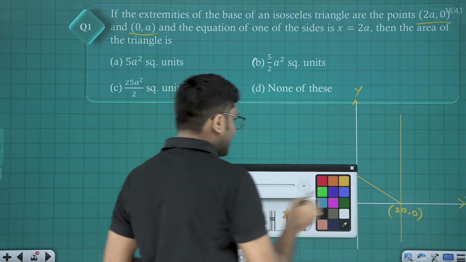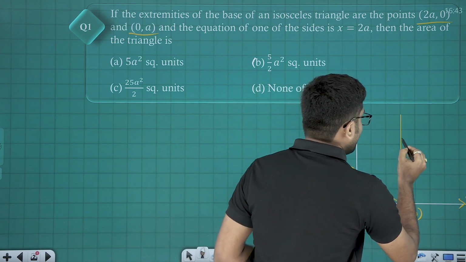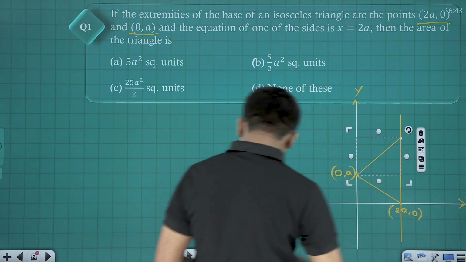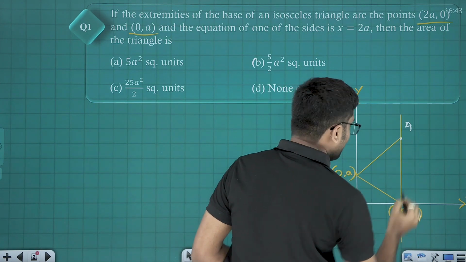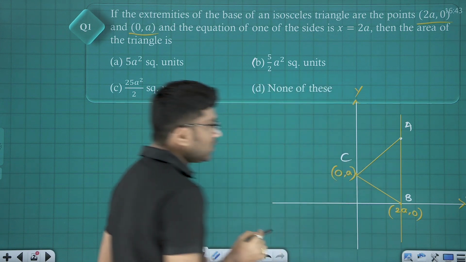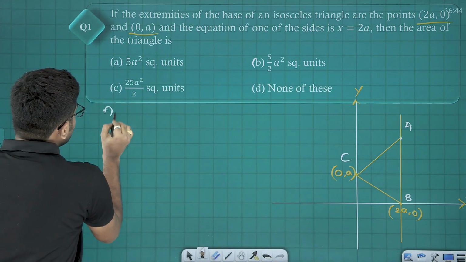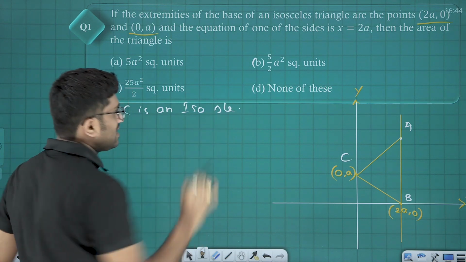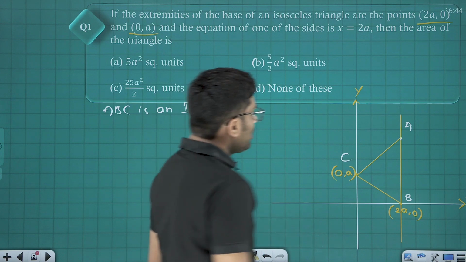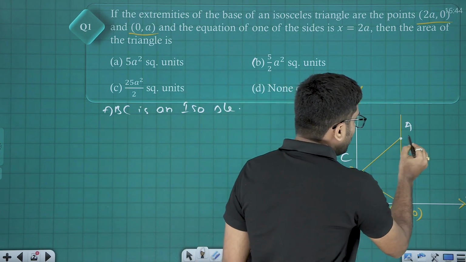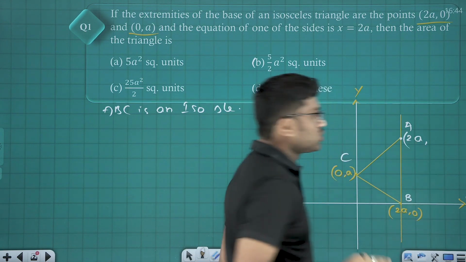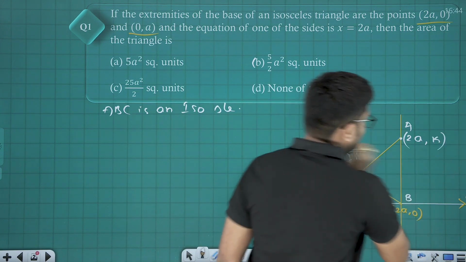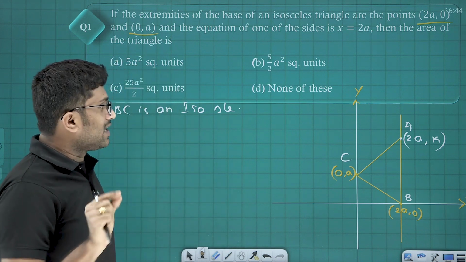Now this is one side they have given. So for sure the third vertex will be on this line at some point. We are not sure about this particular point. Let's join these two. Now let's say these are A, B and C. So given ABC is an isosceles triangle. Now what about the third vertex? For sure its x coordinate will be 2a and we are not sure about the y coordinate. So let's take it as some k. Let 2a, k be the coordinates of capital A.